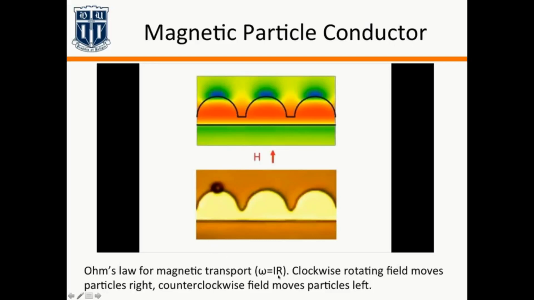So we have essentially the equivalent of Ohm's law, but for magnetic particle transport, where omega is the rotation frequency, and I is the current, and R has to do with the geometry that is similar to the resistance of a circuit. When we apply the rotating field in the clockwise sense, the bead moves right. When we apply a counterclockwise field, the bead moves left. So it behaves also in positive and negative sense, the same way that Ohm's law V equals IR behaves.